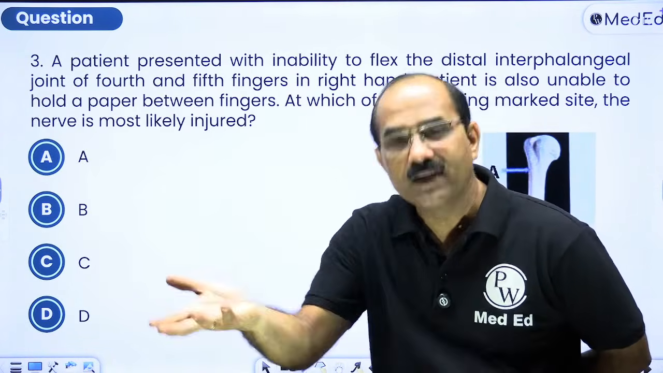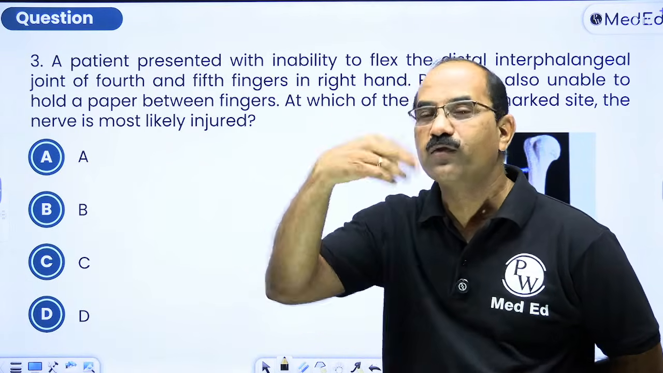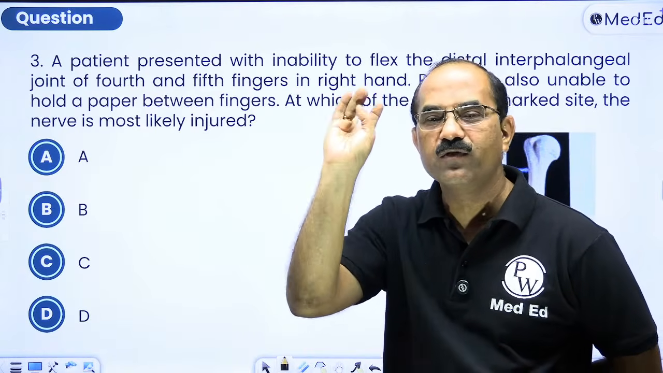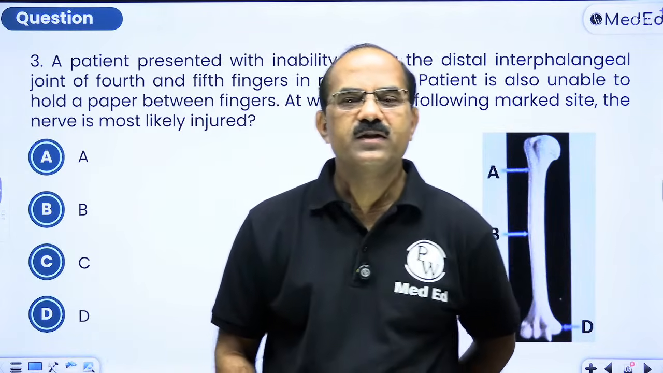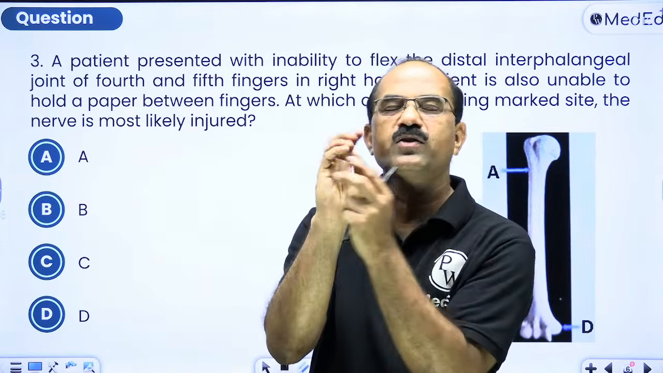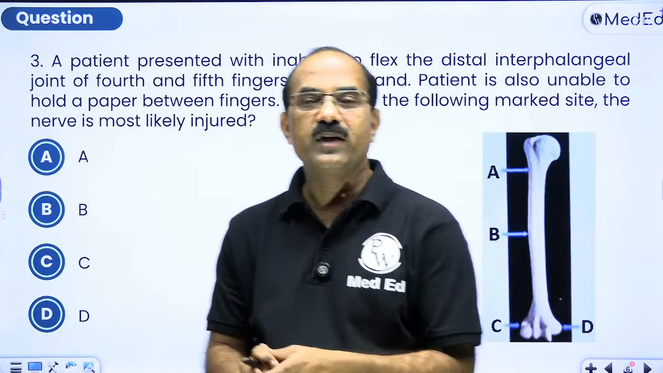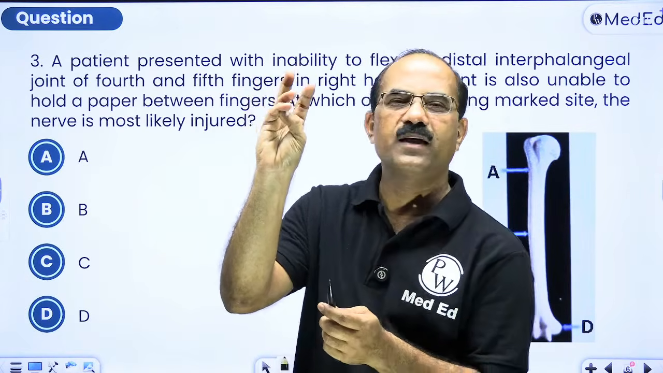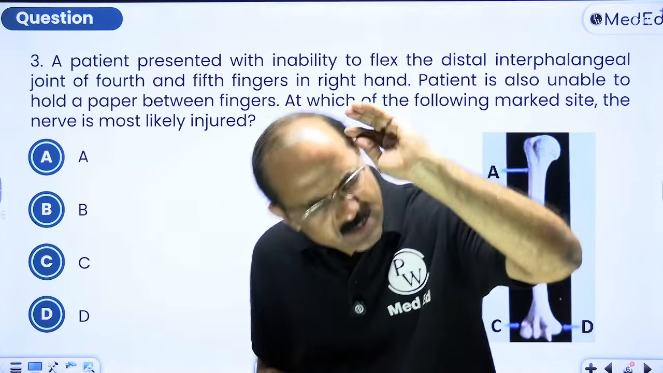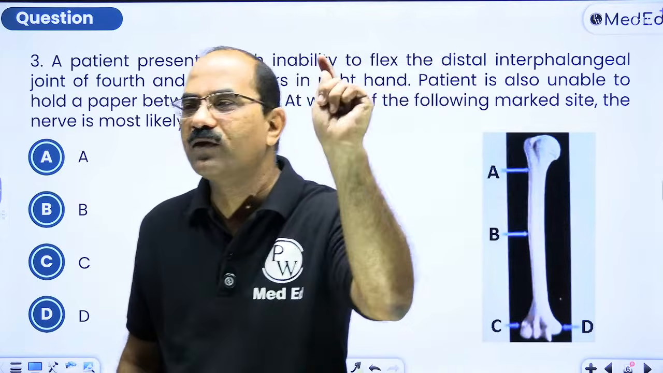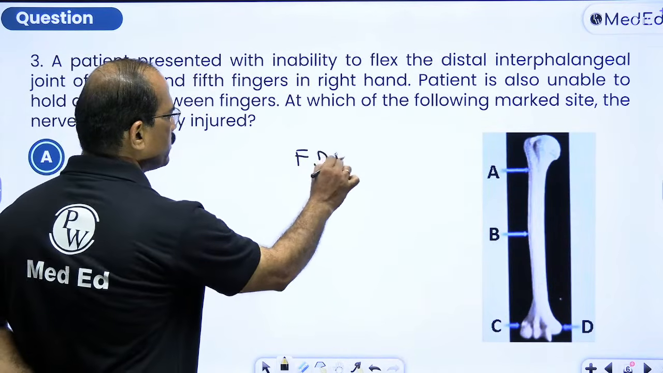First analyze this: who flexes the distal interphalangeal joints? Which is the muscle which is going to flex the distal interphalangeal joints of fourth and fifth digits? Answer this. It's the flexor digitorum profundus. Flexor digitorum profundus is the muscle that flexes the distal phalanges. Who flexes the proximal phalanges? Flexor digitorum superficialis. But specifically, distal phalanges, who's going to flex? The flexor digitorum profundus.